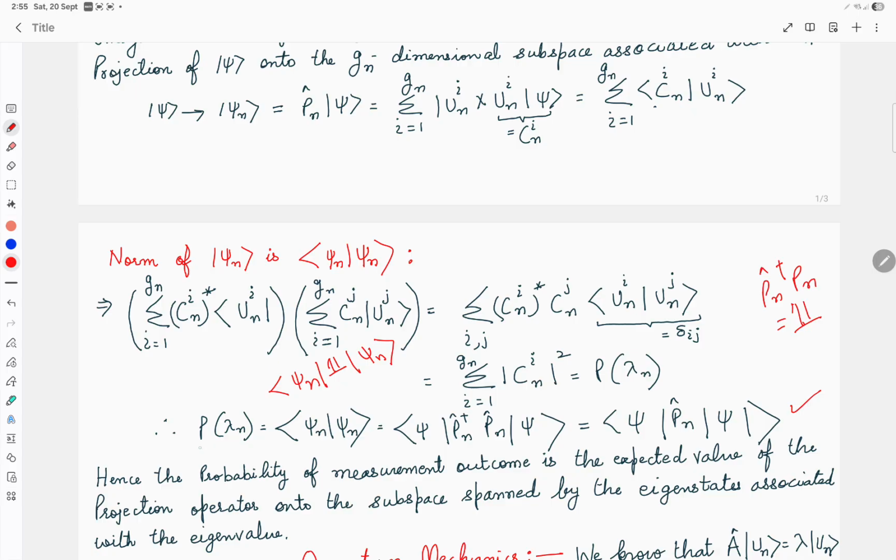Why have we put the probability of lambda n in this form? Because this is also the expected value of the projection operator. That is why we have tried to bring the probability of lambda n into this form.